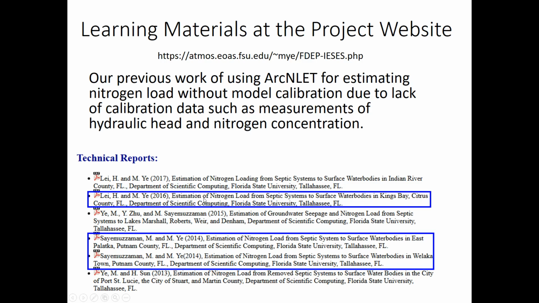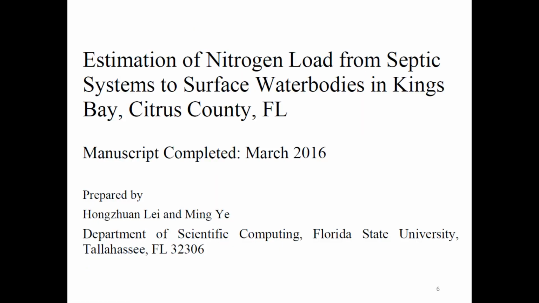Here I'm going to use this report. This is the latest report. We did it to run ArcNLET for nitrogen load in the Kings Bay area in Citrus County near Tampa. In this simulation, we didn't run calibration. We just set up the model, ArcNLET v1, and then ran the model to estimate nitrogen load. We use nitrogen instead of nitrate just to have an approximate nitrogen load estimate. So this is the report. A lot of figures in this training video are actually from this report, and you can read this report together when you watch this training video.